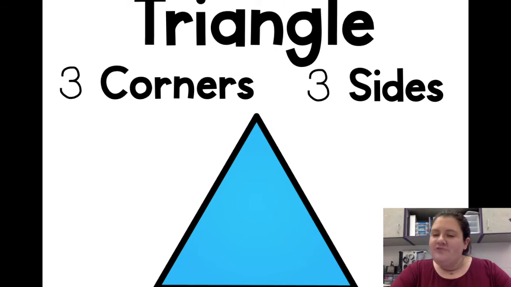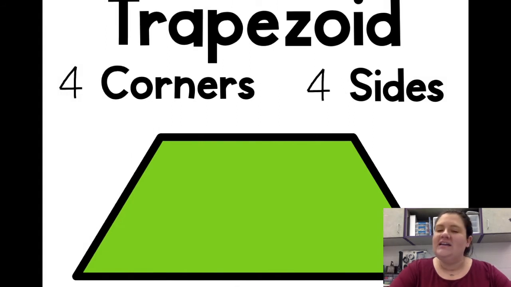Then we have a triangle. A triangle has 3 corners and 3 sides. And then finally, a trapezoid, which looks like the top of a hexagon. A trapezoid has 4 corners and 4 sides.